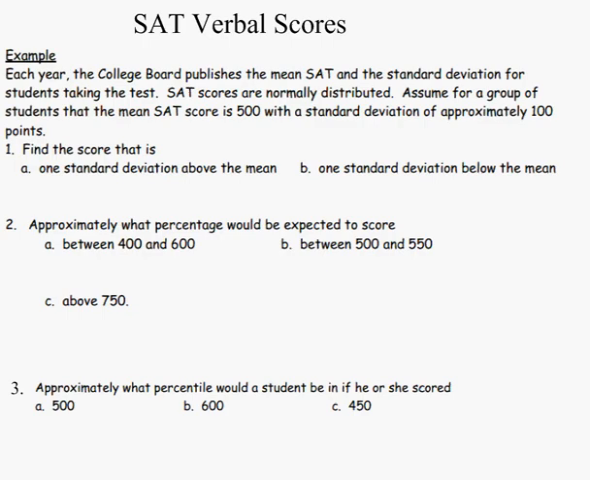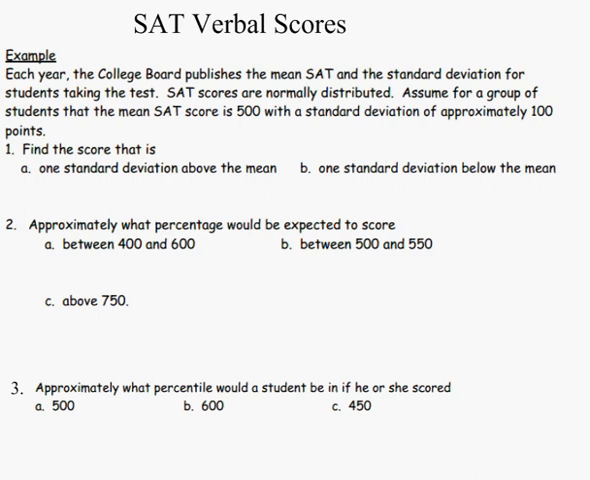We'll consider an example. So let's consider SAT verbal scores. This is just made up, but we'll use it anyway. Each year, the College Board publishes the mean SAT score and standard deviation for the students taking the test. SAT scores are normally distributed. Assume for a group of students that the mean SAT score was 500 with a standard deviation of approximately 100 points. Find the score that is one standard deviation above the mean.